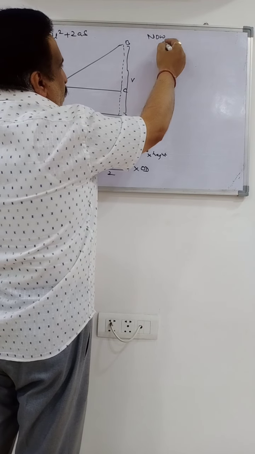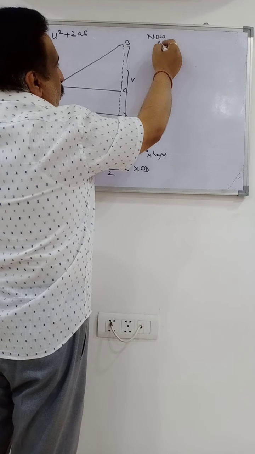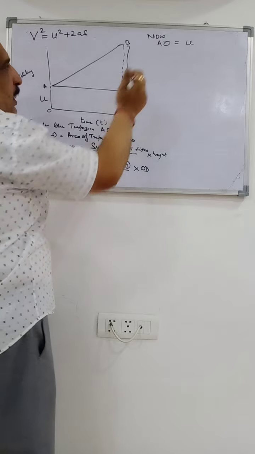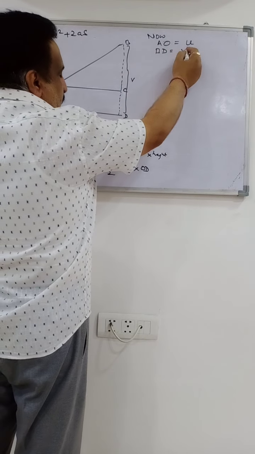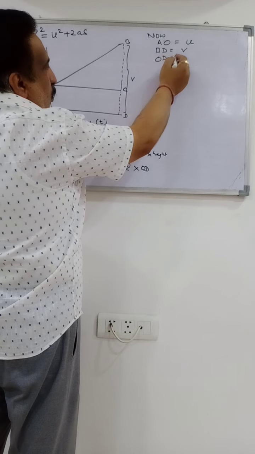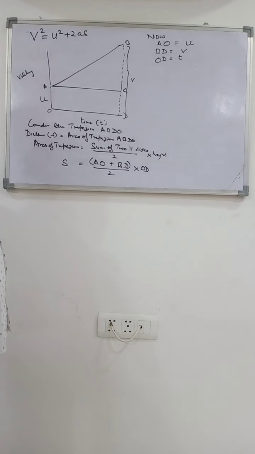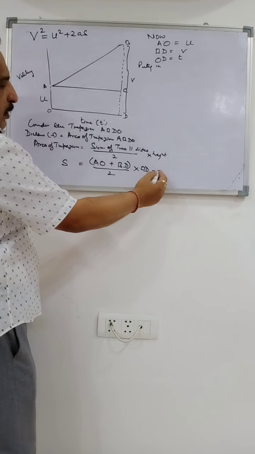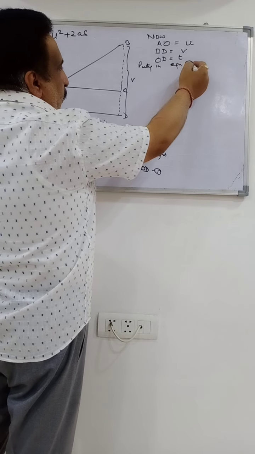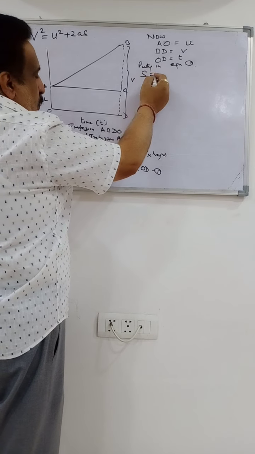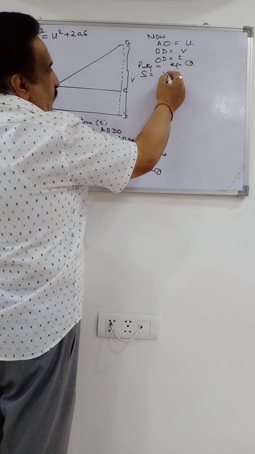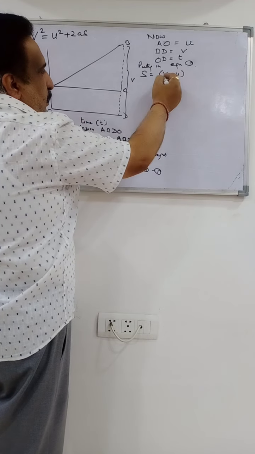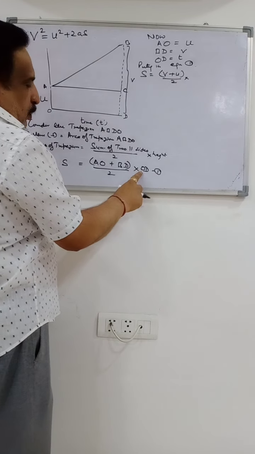Now, what is AO equal to? AO equal to U. What is BD equal to? V. What is OD equal to? T. OD is equal to T. Putting in equation 1. So what will be S equal to AO plus BD. V plus U. Same thing, U plus V or V plus U is one and the same thing. V plus U upon 2 into OD.